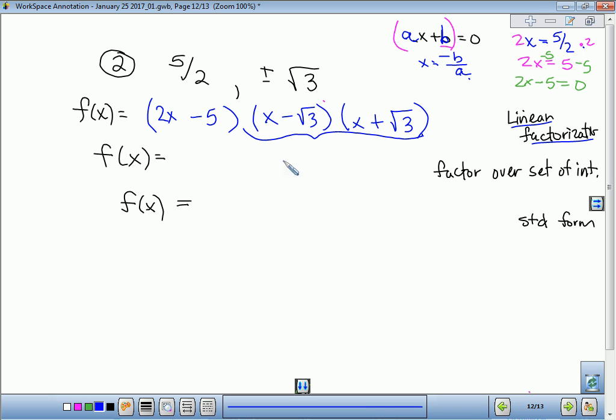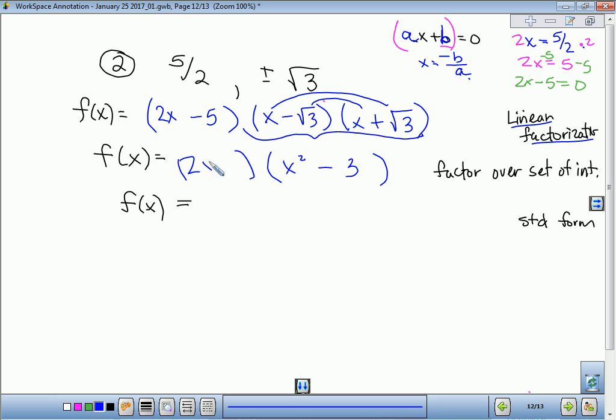x times x, x squared. Positive x root 3, negative x root 3. Yes, they cancel. So the outer terms and the inner terms are going to cancel every time we just have opposite signs. And then I do negative root 3 times positive root 3 is negative root 9. What's the square root of 9, guys? Negative 3. Negative 3, yeah. So it's x squared minus 3. So the product of those two binomials is x squared minus 3.